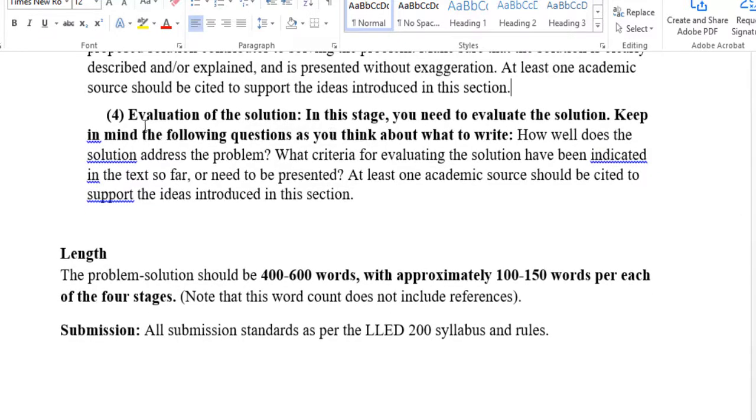Stage 4 is an evaluation of stage 3. So in stage 4, you need to do an evaluation, so a judgment of how well the solution worked. Did it address the problem? You need at least one academic source that says, yes, this solution worked really well, or it didn't work very well, or it worked very well, but there were some issues with it. Maybe it costs a lot. Maybe it couldn't be used everywhere. So this is where you go through and you make those judgments and evaluations.